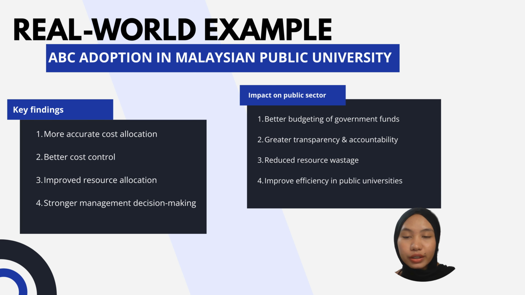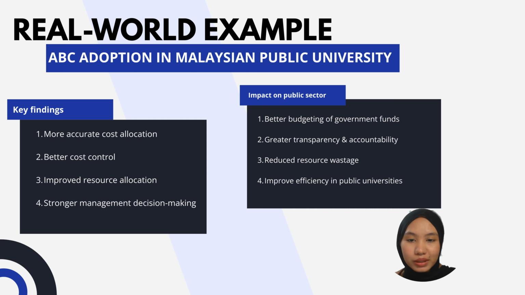Now, we'll go through the key findings. First, the study found that ABC provides more accurate cost allocation by assigning costs based on actual activities performed. In a university, programs such as engineering require more resources like laboratories and equipment compared to programs such as business. ABC helped determine the true cost of each program instead of allocating costs equally.